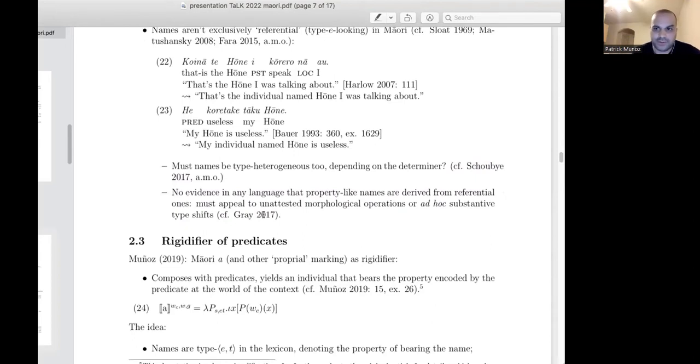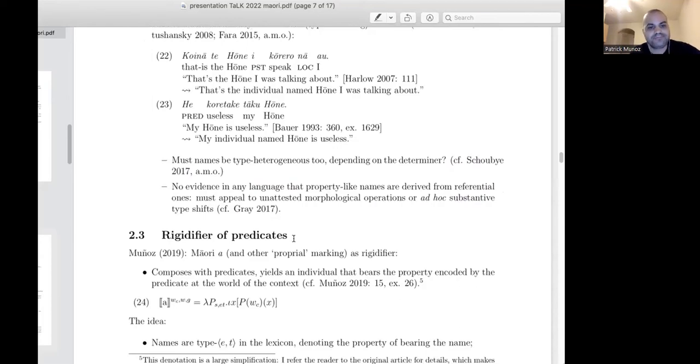I'm going to suggest that they're all type E. The difference between referential names and predicative names is just whether they're read rigidly or not, as we'll see in the variables that they introduce.